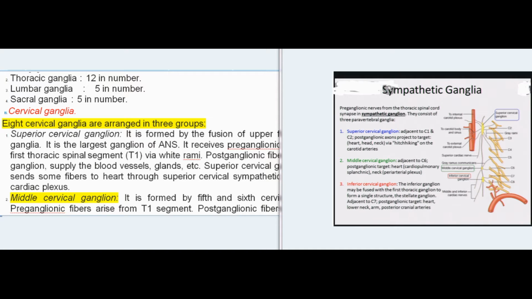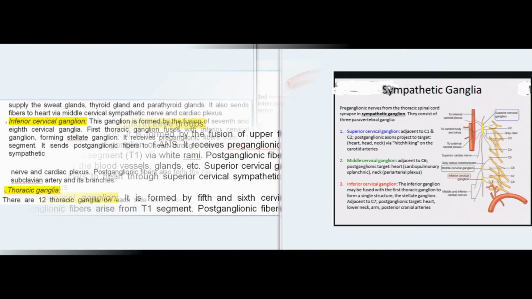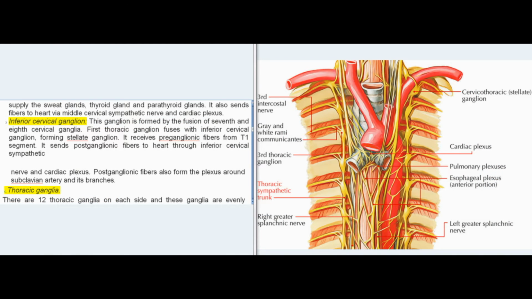Middle cervical ganglion, it is formed by 5th and 6th cervical ganglia. Preganglionic fibers arise from T1 segment. Postganglionic fibers from here supply the sweat glands, thyroid gland, and parathyroid glands. It also sends fibers to heart via middle cervical sympathetic nerve and cardiac plexus. Inferior cervical ganglion, this ganglion is formed by the fusion of 7th and 8th cervical ganglia. First thoracic ganglion fuses with inferior cervical ganglion, forming stellate ganglion. It receives preganglionic fibers from T1 segment. It sends postganglionic fibers to heart through inferior cervical sympathetic nerve and cardiac plexus. Postganglionic fibers also form the plexus around subclavian artery and its branches.